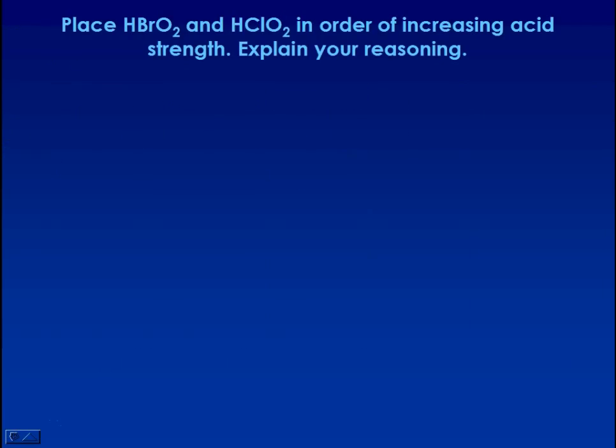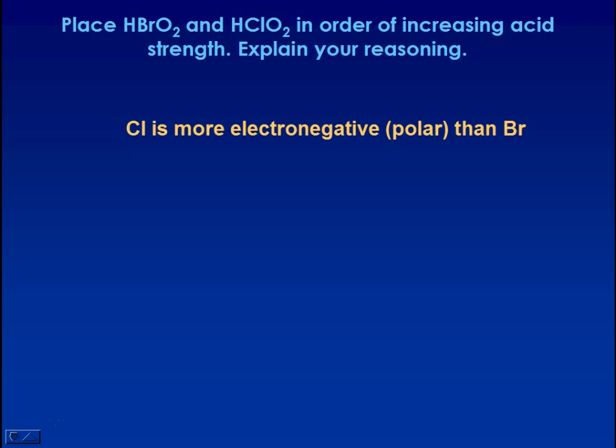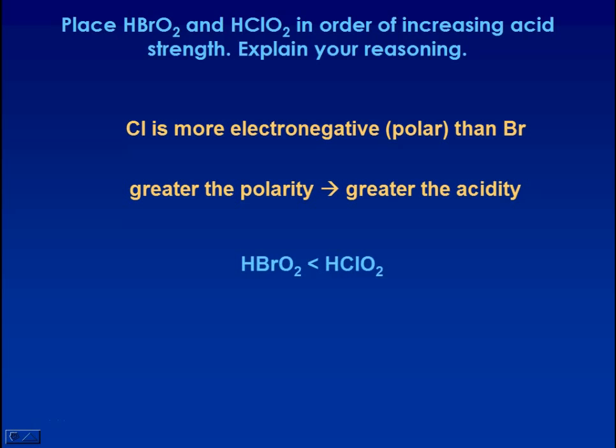So let's look at a couple of examples here. We have HBrO2 and HClO2, and I want to know which one would be the stronger acid. The oxygens are the same, so we're looking at our nonmetals, and chlorine is more electronegative than bromine, so we would expect it to be the stronger acid because it's going to be able to pull the electrons more away from the H-O bond. And so because it's more polar, it is more acidic. HBrO2 would be a weaker acid compared to HClO2.